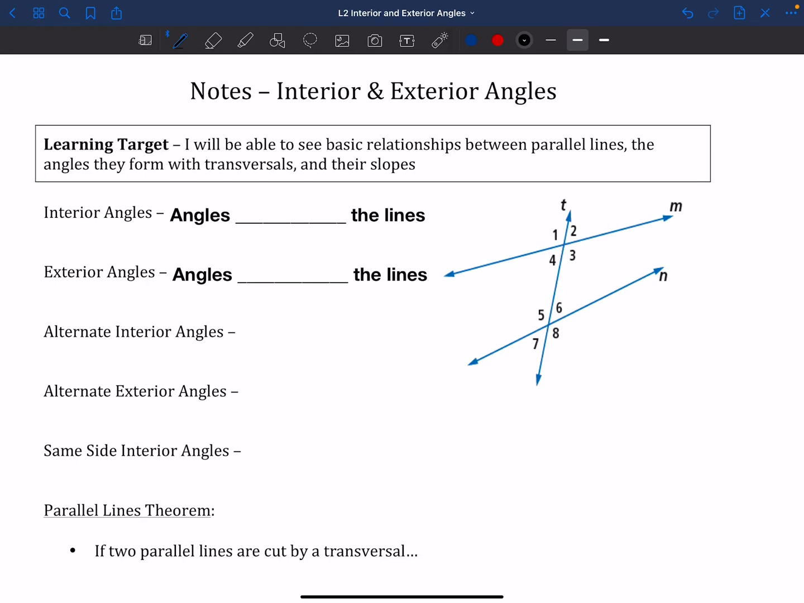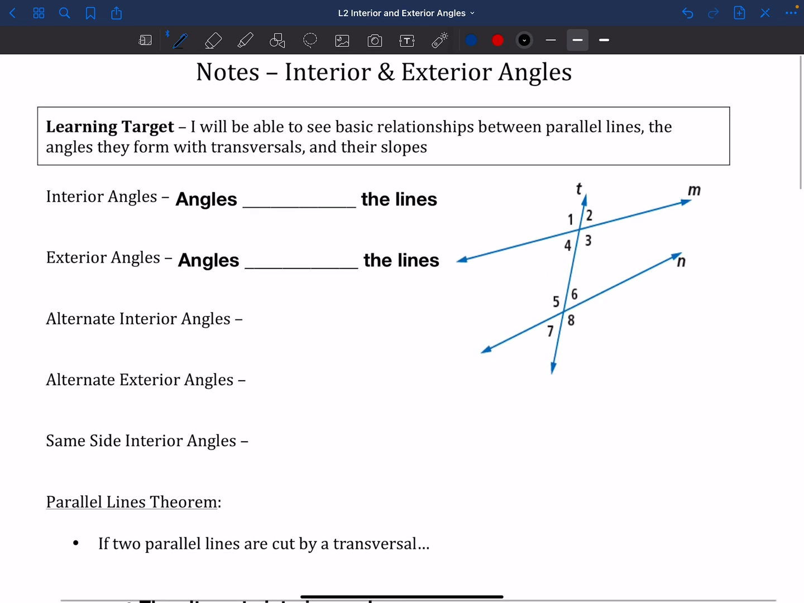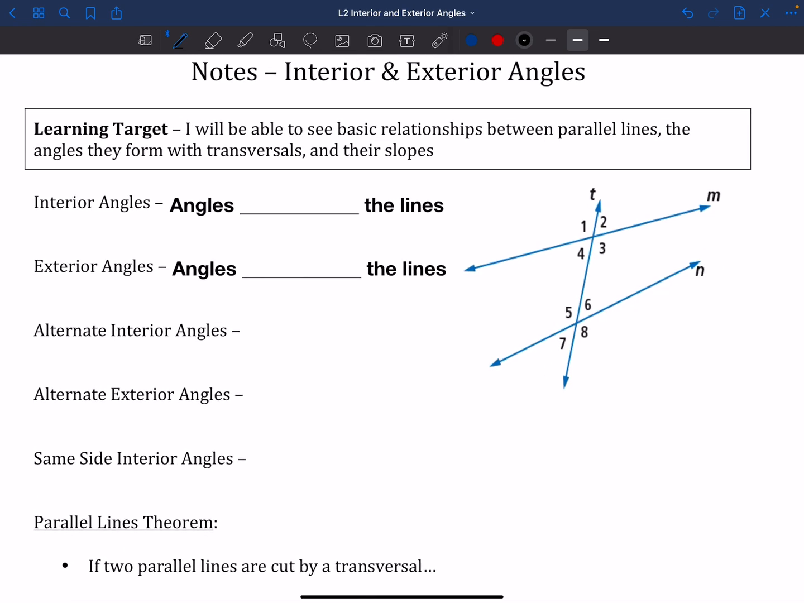Hello again. Today we're going to talk about interior and exterior angles. Similar to what we were talking about last time with adjacent and vertical angles, we talked a little bit about corresponding angles and stuff like that. Interior and exterior angles are related to what we were doing at the end of last lesson.